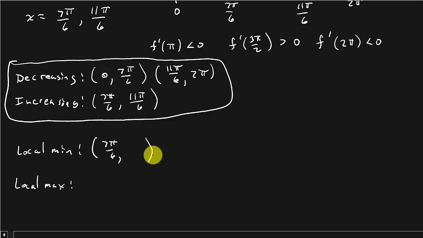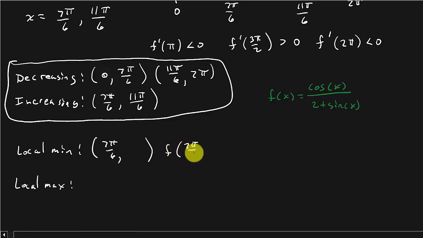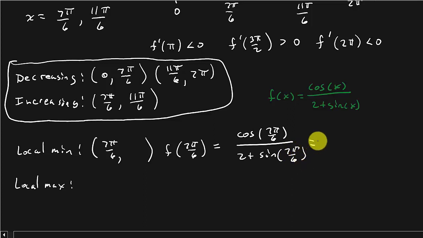All right, so let's write our function down so we can see what we're plugging it into. Remember, to find your y coordinate, you take the 7 pi over 6 and you plug it into the original function. If you've got the x coordinate and you need the y coordinate, you plug it back into the original. So that's cosine 7 pi over 6 over 2 plus sine of 7 pi over 6. And that's going to give you negative square root of 3 over 2. No, negative square root of 3 over 3. All right, so that's negative square root of 3 over 3.